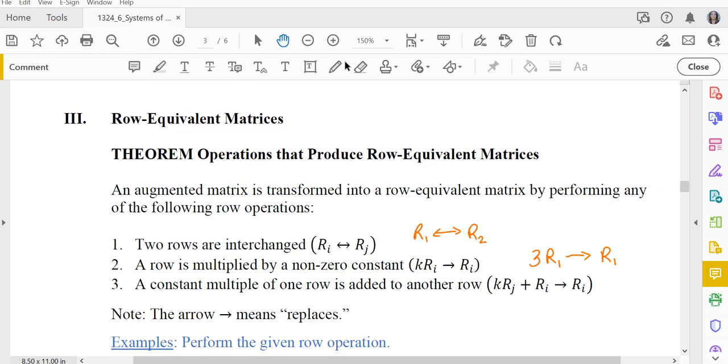And then the third thing says that a constant multiple of one row is added to another row. So let's say we multiplied row 1 by 3, and then we added that to row 2. We can insert that to become our new row 2. Let's go look at some examples.